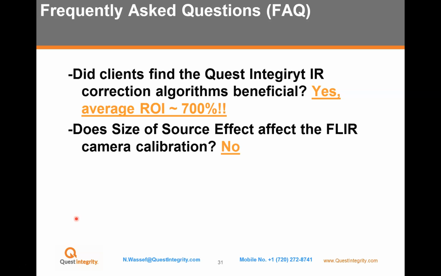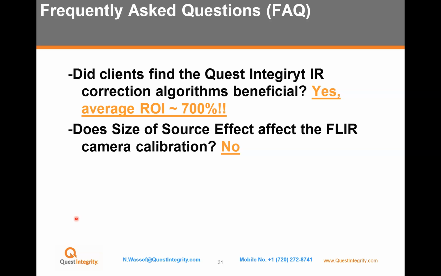The second question, does the size of source effect affect the flare camera calibration? The answer is no. It actually doesn't do anything to the camera. All we do is we'll send the camera to New Zealand to a laboratory to be calibrated for size of source effect. Keep in mind, we'll send not just the camera, but all the lenses that need to be calibrated with the camera as well. And we just get a calibration curve. And once we apply those corrections to the instrument, we get a size of source effect correction.